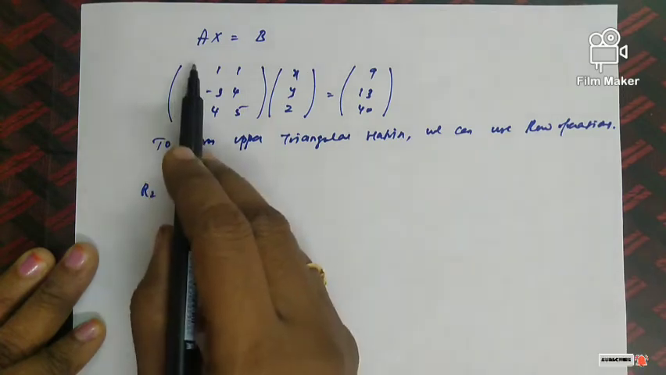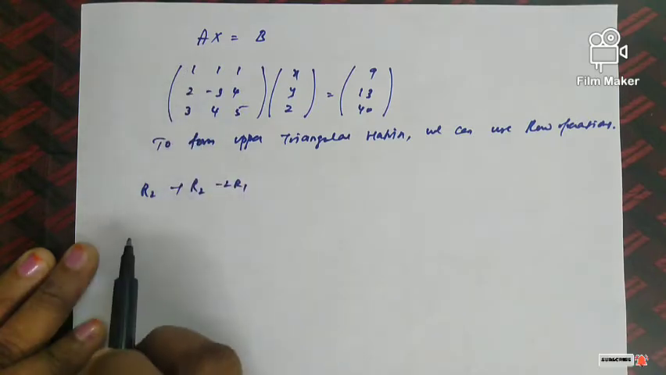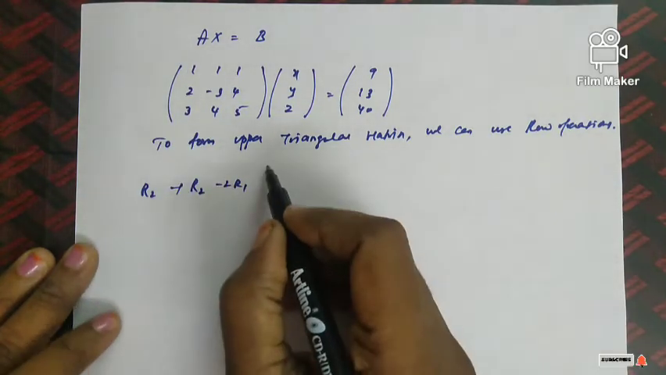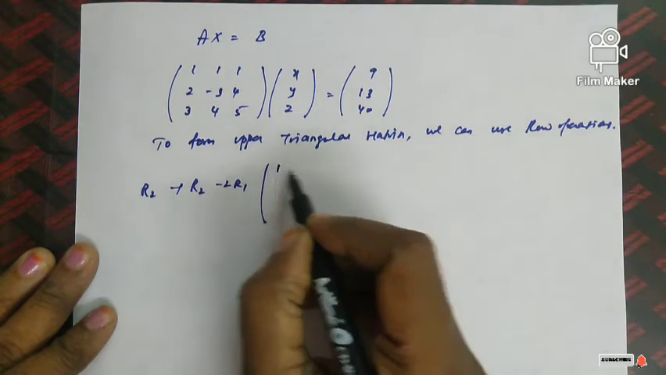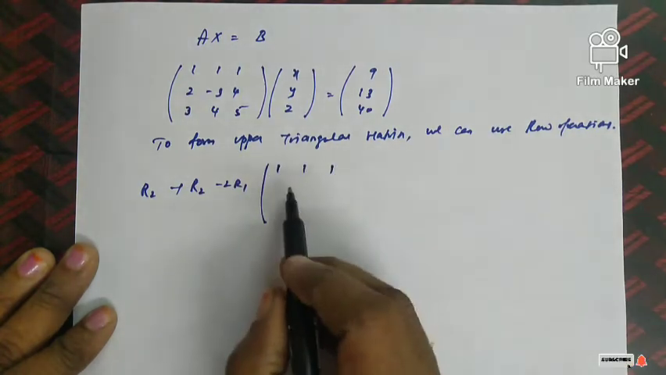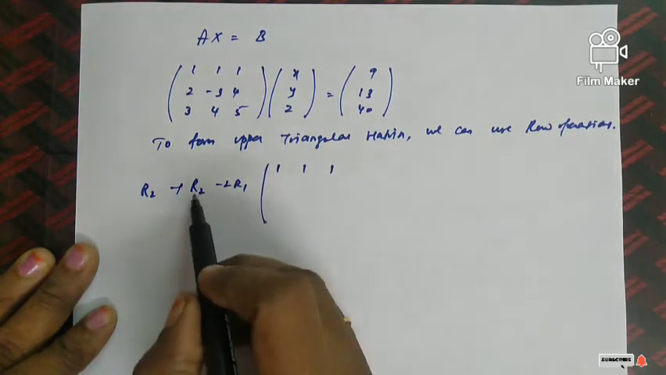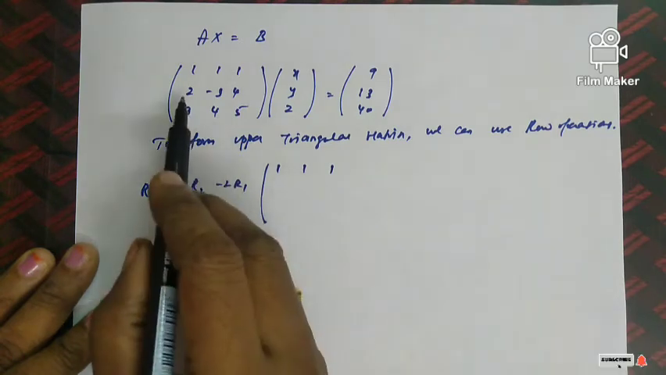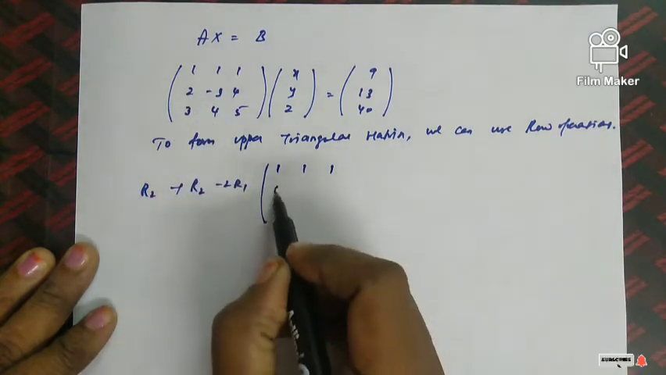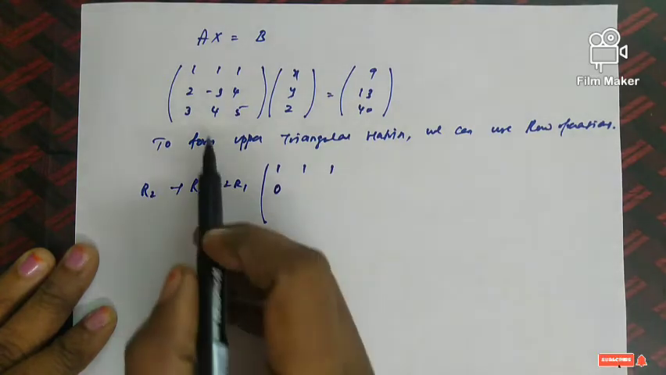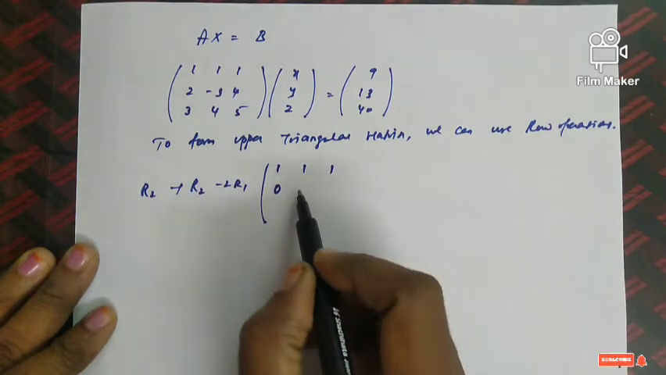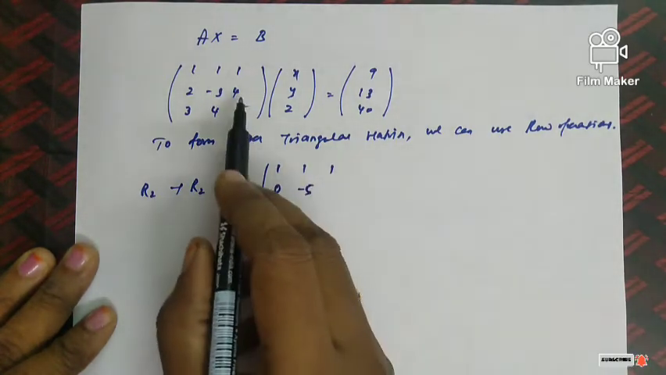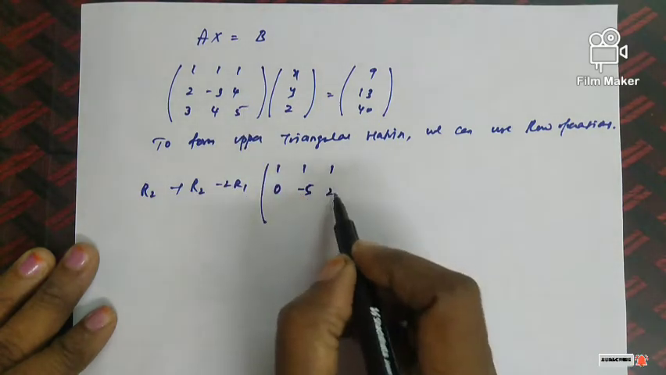So 2 minus 2, this place will become 0. That is the reason why I am taking this operation. In the first row we are not doing anything, so you can keep the first row as it is. The second row, R2 minus 2R1: 2 minus 2, so this will become 0, and the next one is minus 3 minus 2, minus 5, and here it is 4 minus 2, 2.